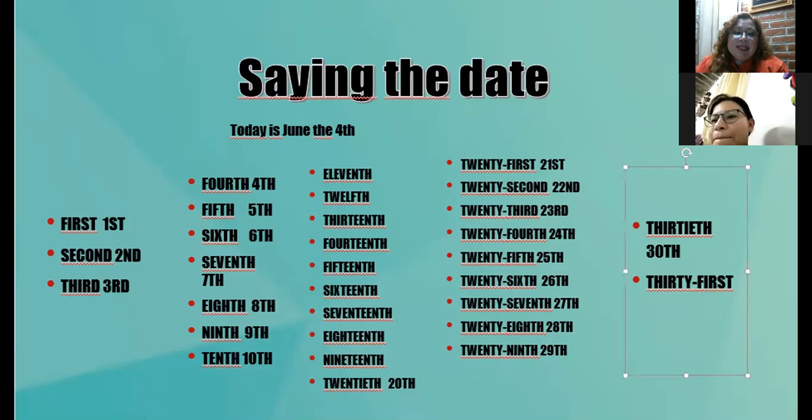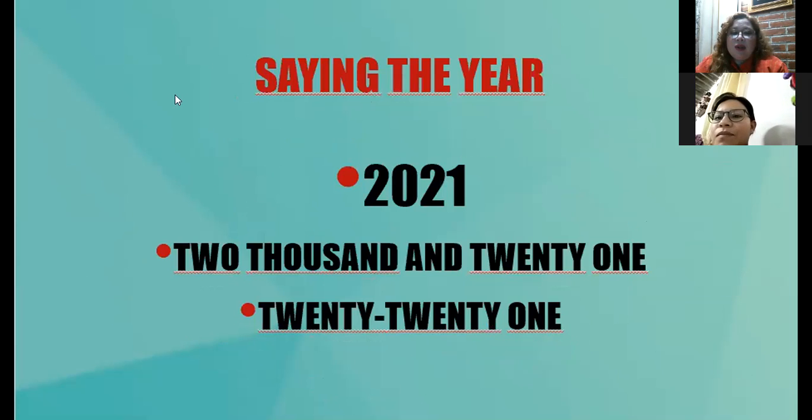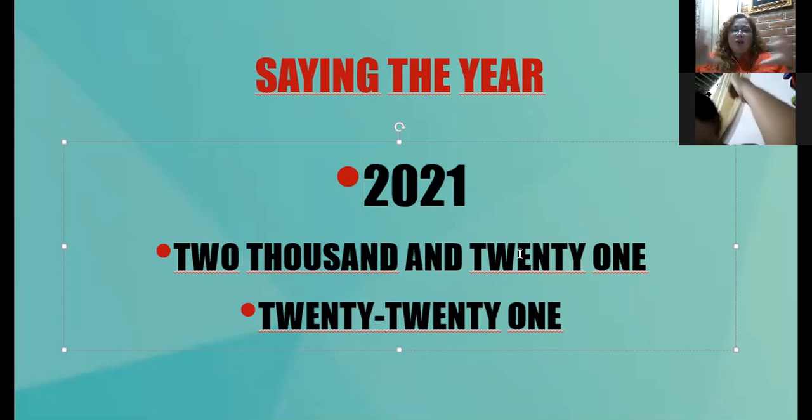Now, let's go and say the year. Do you know how to say the year? ¿Usted ya sabe cómo decir el año? No, teacher. No sé si será 2021. Yes, it is like that. 2021. So that's the long number. That's the complete number or long number using the thousand.